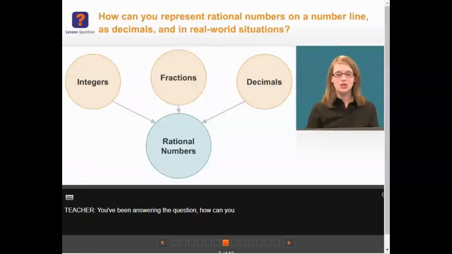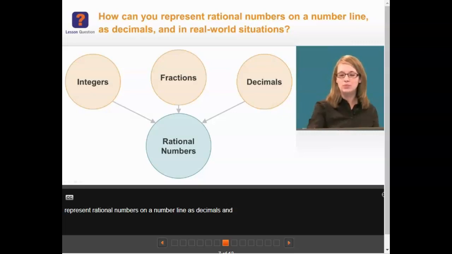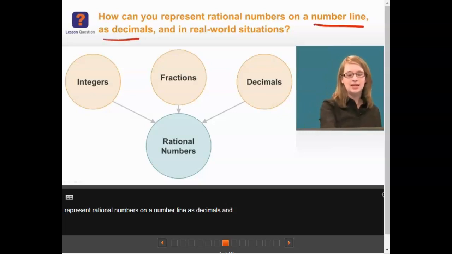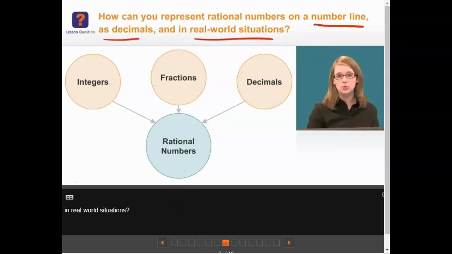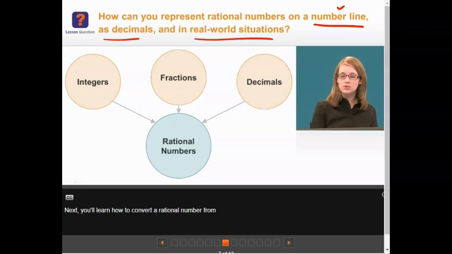You've been answering the question, how can you represent rational numbers on a number line as decimals and in real-world situations? You can now graph a rational number on a number line. Next, you'll learn how to convert a rational number from a fraction to a decimal.